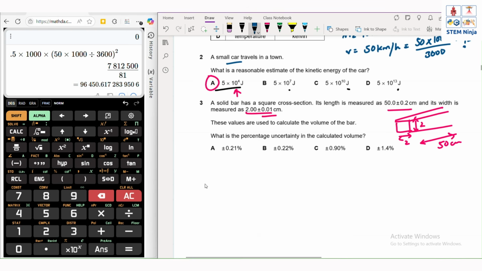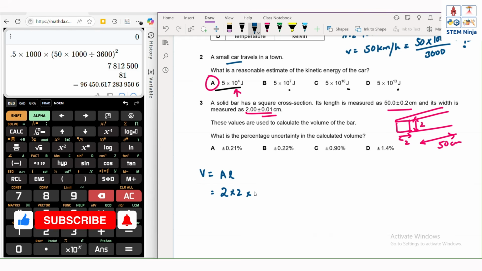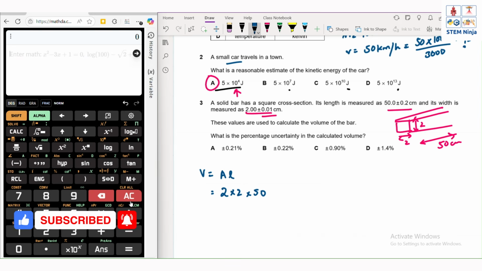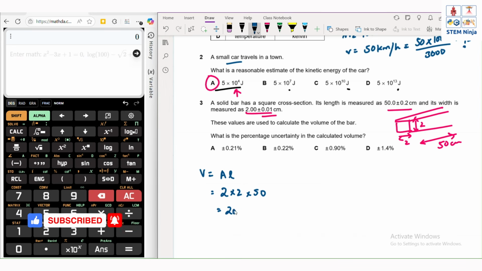Okay, so we need the volume. Volume is equal to length, breadth, height, or length, width, breadth, whatever you want to call it, or depth, height, whatever third side we need. Or a better way would be the cross-sectional area times the length. So the cross-sectional area would be 2 centimeter times 2 centimeter times 50 centimeter. 4 times 50 is just 200 centimeter cubed. Now this is the volume. This is not the uncertainty.